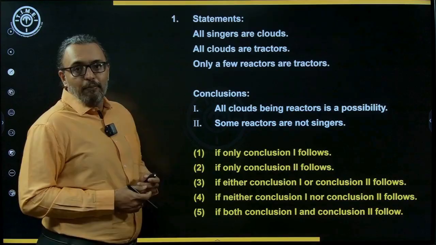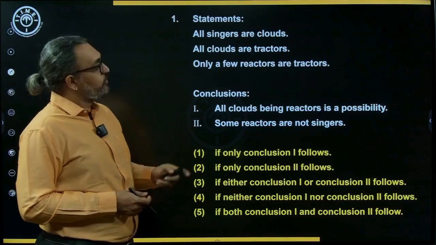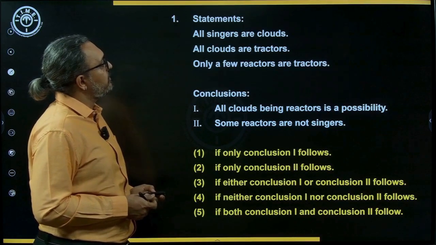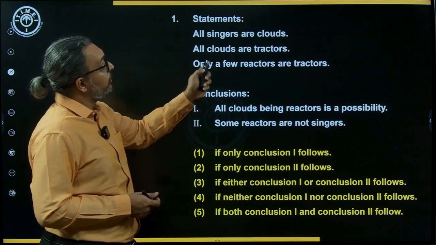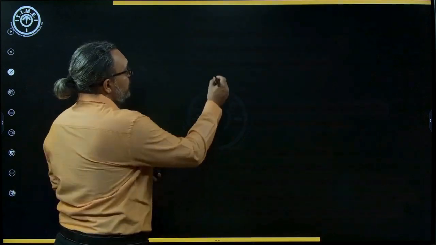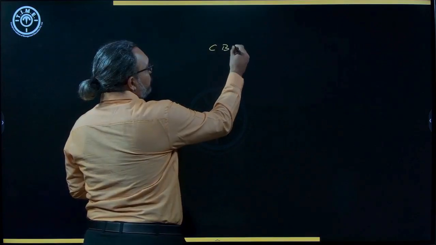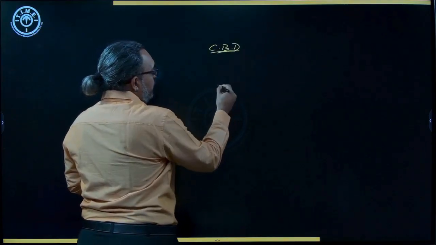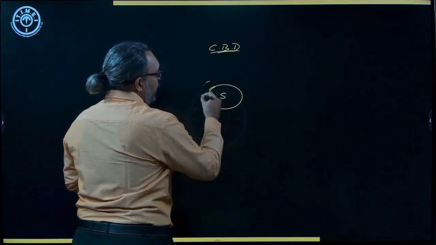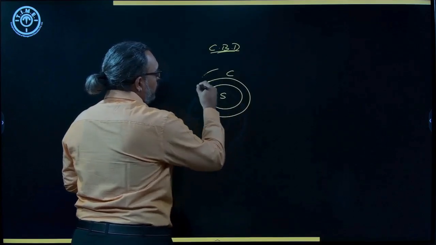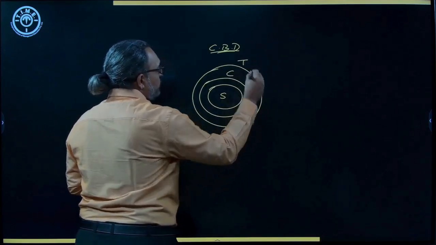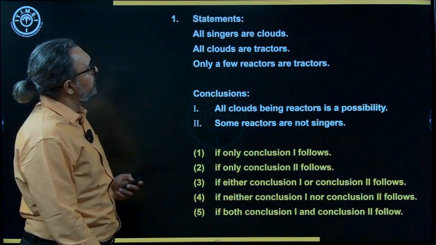Now, let's draw the combined diagram first, then we look into the conclusions. The first one we have is all singers are clouds. Then we have all clouds are tractors. So, let's take the combined diagram. All singers are clouds. All clouds are tractors. Those are the first two we have, correct?